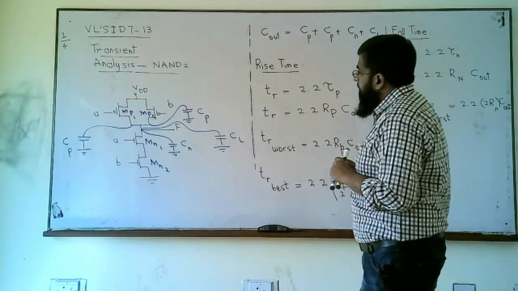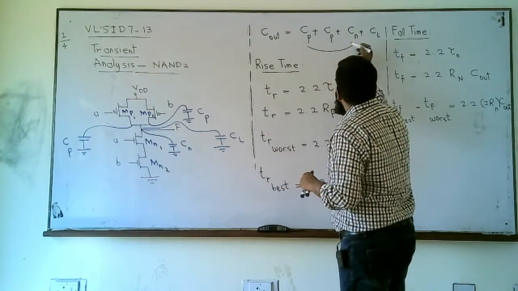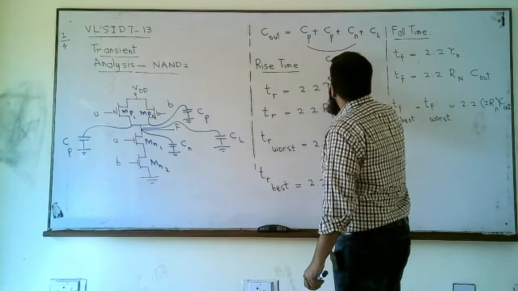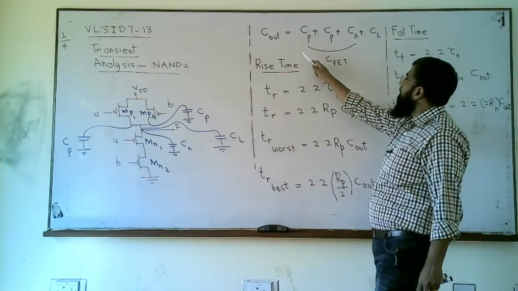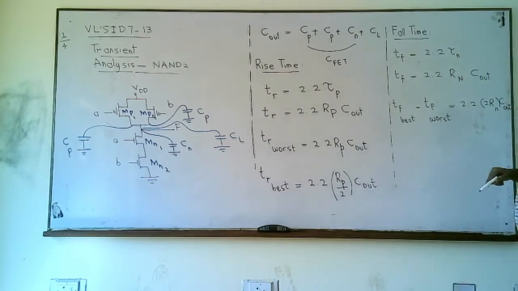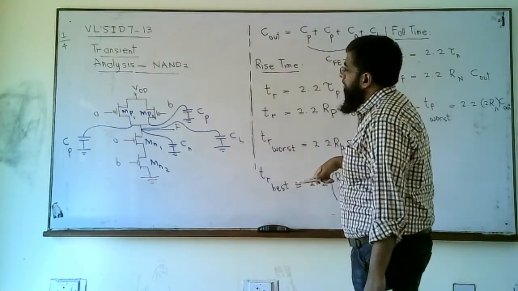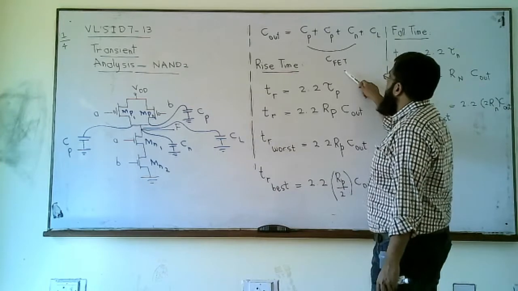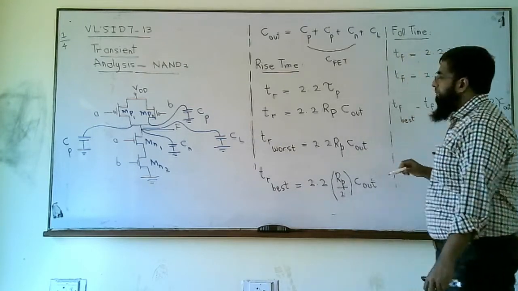Right, so we studied that all these transistor capacitances that are internal to the gate, we called them CFET in our last lecture. And Cout is equal to CFET plus Cl. So CFET is 2Cp plus Cn in this case, whereas in case of an inverter or NOT, we studied that CFET was equal to Cp plus Cn.